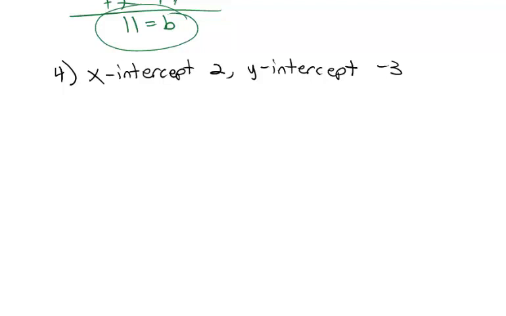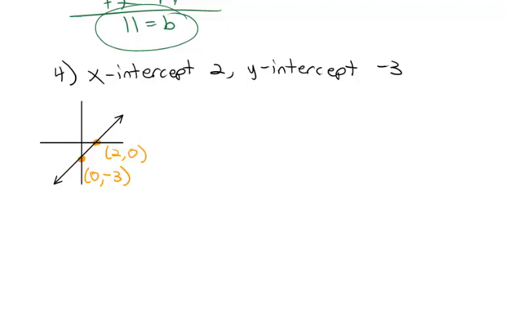Now, what's an x-intercept? I'm just going to draw a really crude diagram here. This is not to scale. So we've got this line, and it's going to go through maybe this way. What this is saying is the x-intercept is 2. It's going to cross the x-axis at 2. So that's a point of 2 comma 0. The x-intercept has 0 in the other variable, which means the y-intercept has 0 in the x variable, and the y value is negative 3.